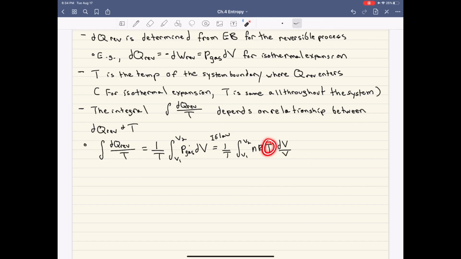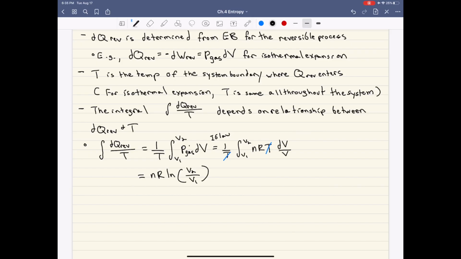This temperature is still a constant, and in fact, we could pull it out of the integral, and we could cancel it out with that temperature in the denominator. And so what we're going to get in the end is that this is equal to nR natural log of volume 2 over volume 1.